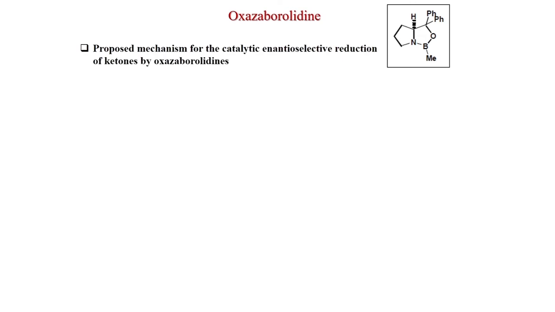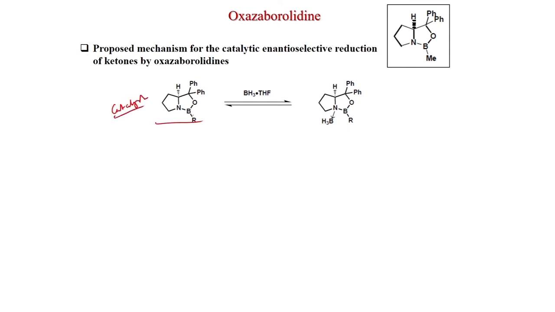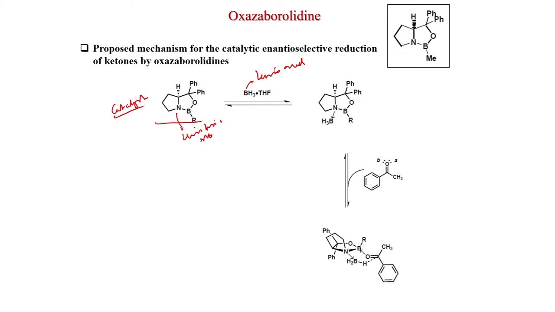What is the mechanism for this catalytic reduction of ketones? First, this catalyst reacts with borane, because this is the Lewis basic site and this is Lewis acid. That is why this complex is formed; nitrogen reacts with the borane. Now this carbonyl is also a Lewis base, and this is the Lewis acid center. So, this coordination happens, you can see oxygen to boron, and the hydride delivery will take place from this borane, which is attached to the catalyst, because this is more reactive than BH3 itself or BH3 THF. So, only the borane which is bound to the catalyst reacts.